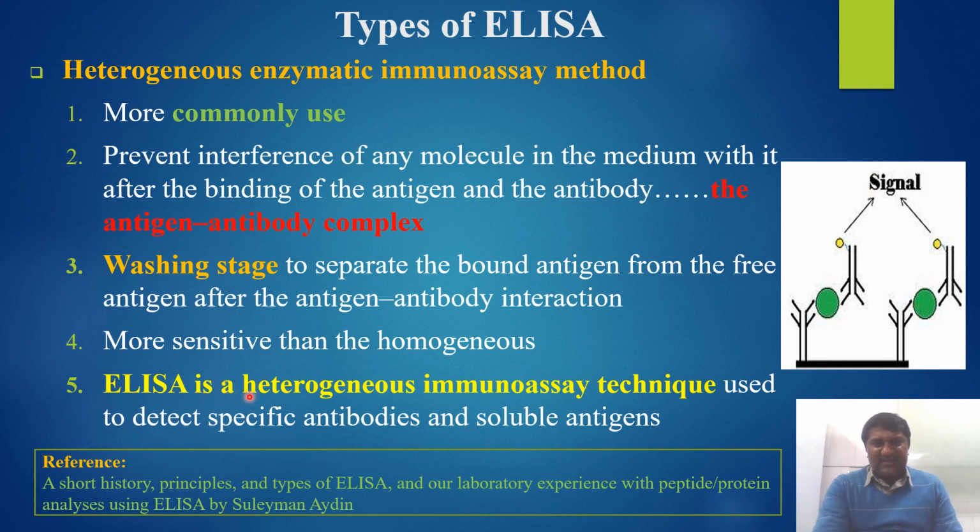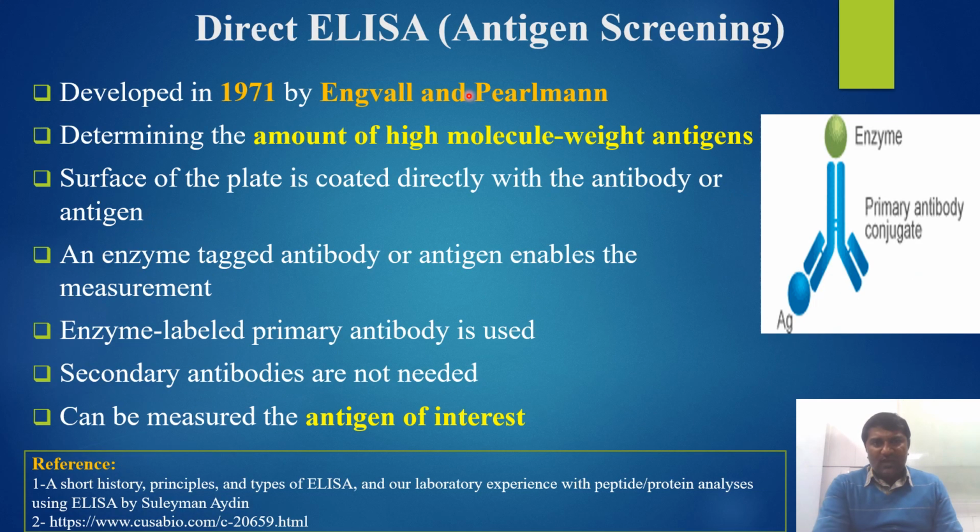ELISA is a heterogeneous immunoassay technique. It is used to detect specific antibodies and soluble antigens. In this picture you can observe the antibody, or the antigen, then the antibody that is conjugated, and it shows the signals. So the direct ELISA is used for antigen screening.